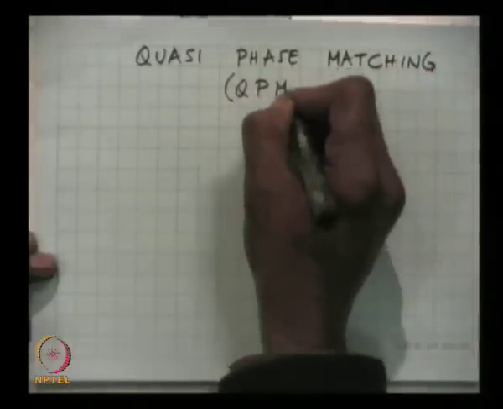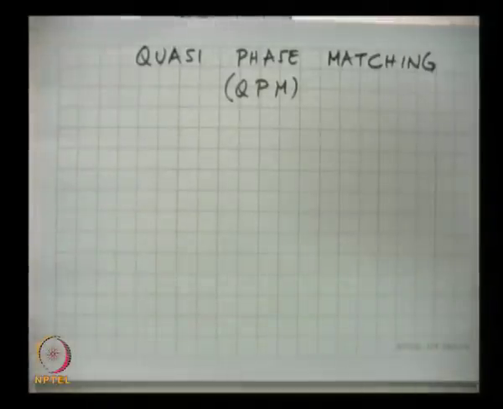QPM. So, one of the techniques that is used to achieve phase matching is birefringence phase matching, in which I use the anisotropy of the crystal. One of the waves is ordinary and the other wave is extraordinary. So, I use the extraordinary and ordinary refractive indices of the medium to achieve phase matching between the two waves.